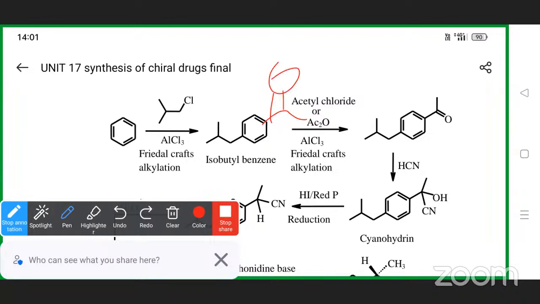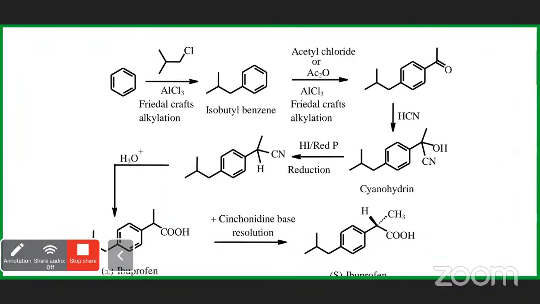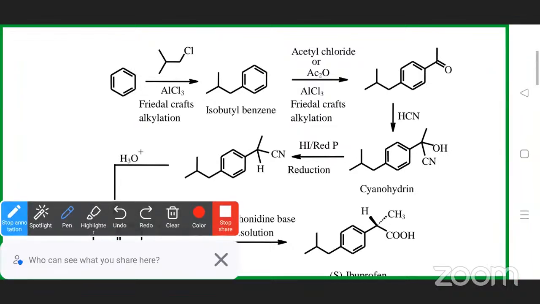Generally it is an electrophilic substitution reaction. In both cases, Friedel-Crafts alkylation and Friedel-Crafts acylation, it involves an electrophilic substitution reaction. And further, this acetyl group is undergoing nucleophilic addition, sorry, nucleophilic addition with hydrogen cyanide, HCN.